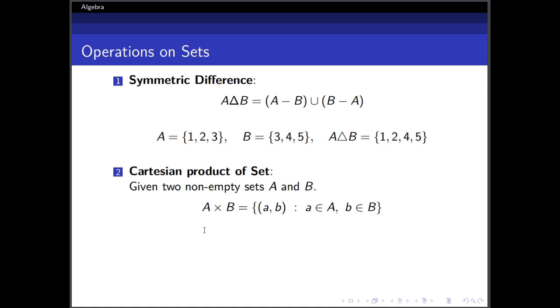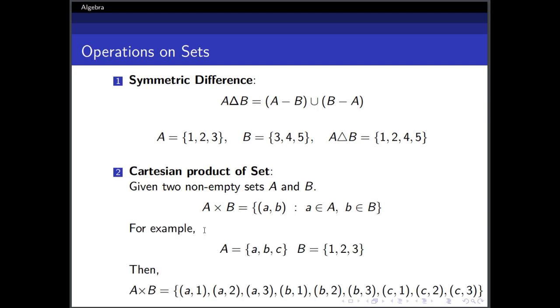Then we define Cartesian product of sets. Given two non-empty sets A and B, their Cartesian product is defined by A cross B, which contains ordered pairs of type (a, b), where a belongs to A and b belongs to B. For example, if A is equal to {a, b, c} and B is equal to {1, 2, 3}, then its Cartesian product contains exactly 9 elements, and which are (a,1), (a,2), (a,3), then (b,1), (b,2), (b,3), and lastly (c,1), (c,2), (c,3). All possible ordered pairs between A and B.